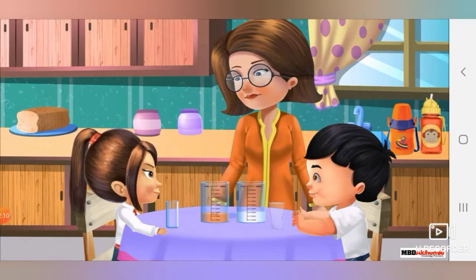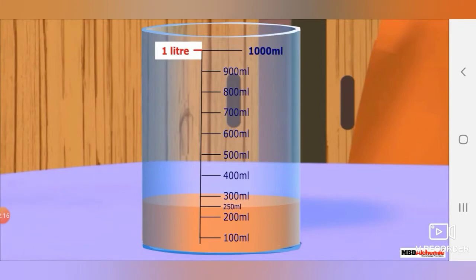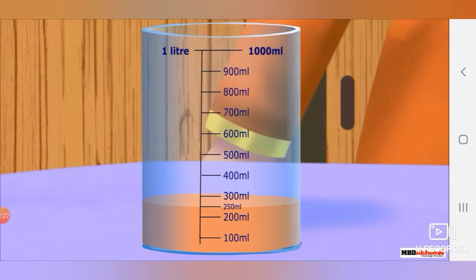Then Mother told them that they can use this jug to measure the capacities up to 1 liter, 750 milliliters, 500 milliliters, and 250 milliliters. And if they poured more liquid in it than 1 liter, then it will start overflowing from the jug.